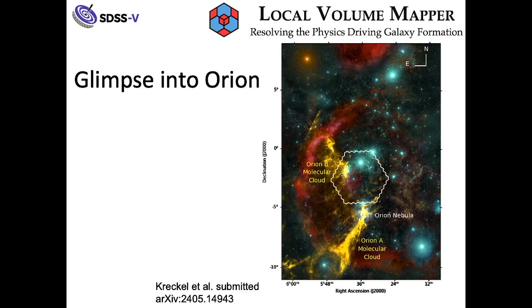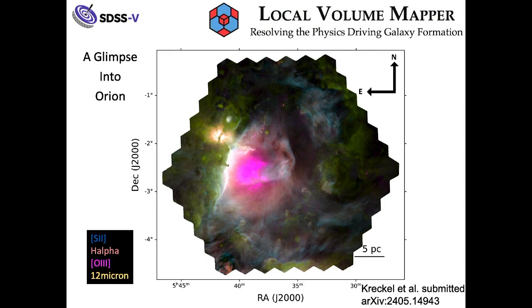And so I'm going to show you our initial LVM data from this central region here. This sits slightly above M42. This is sort of the Orion Nebula that you are probably commonly seeing in photos. So we're going to zoom in on this region here and see our glimpse into the Orion coverage that we have.